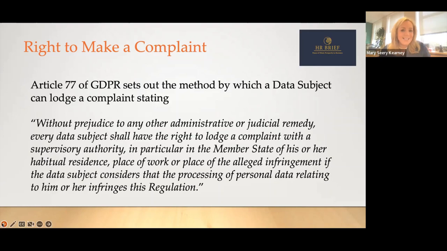The complaint isn't just about the Data Commission. It's also about the legal redress that's possible. It gets very like a personal injuries claim.